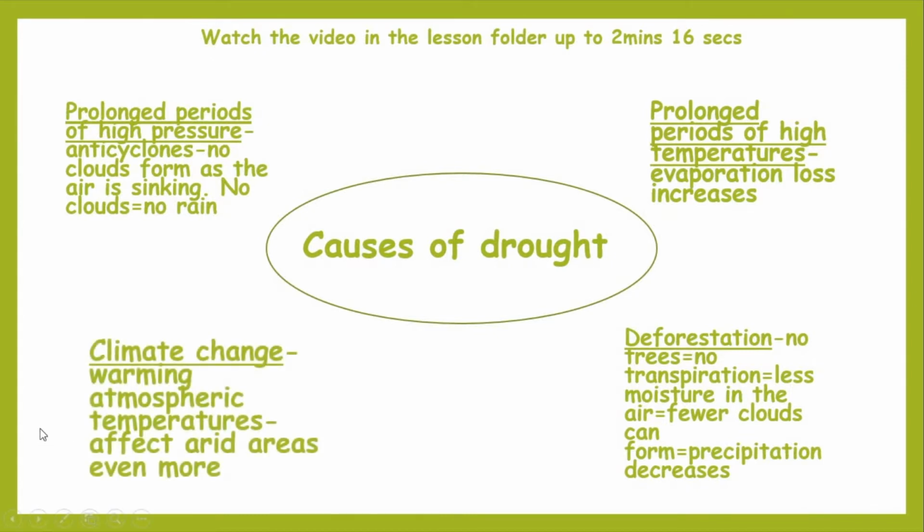Finally, climate change. Warming atmospheric temperatures are going to exacerbate all of these three things, make them worse, and they're going to have that effect on arid areas even more so. So put a subheading or a bubble for a spider diagram, causes of drought, and put down those four things, either as bullet points or as little things coming off your spider diagram, however you prefer to lay it out. So pause the video here a moment and do that quickly.